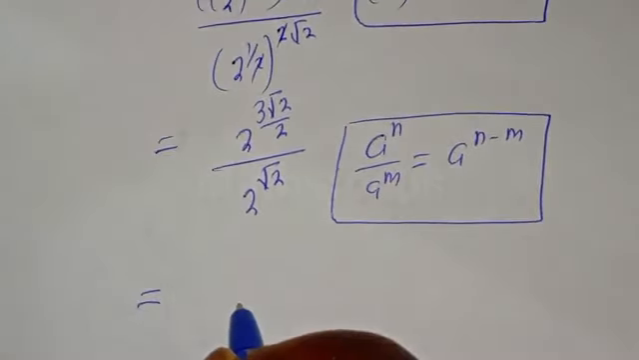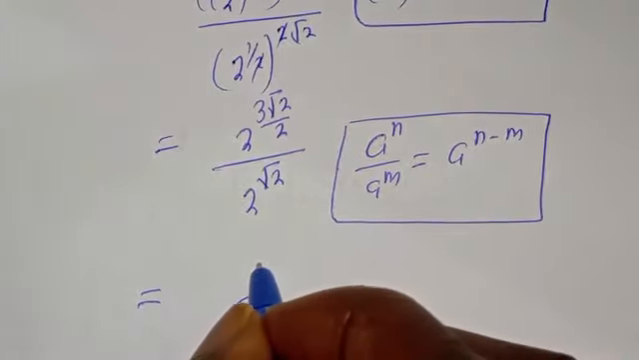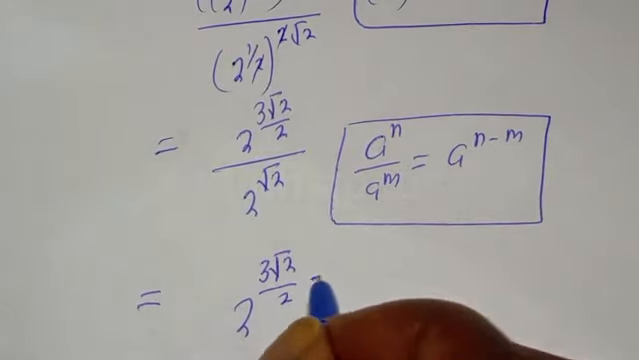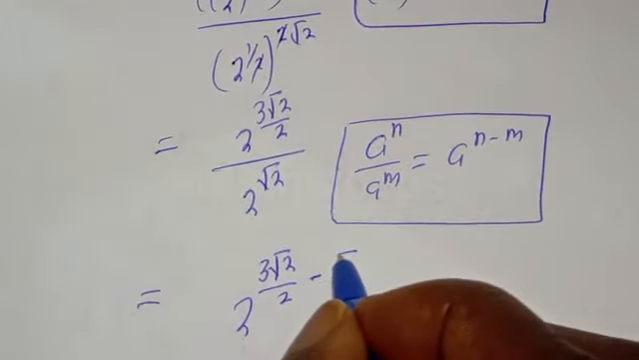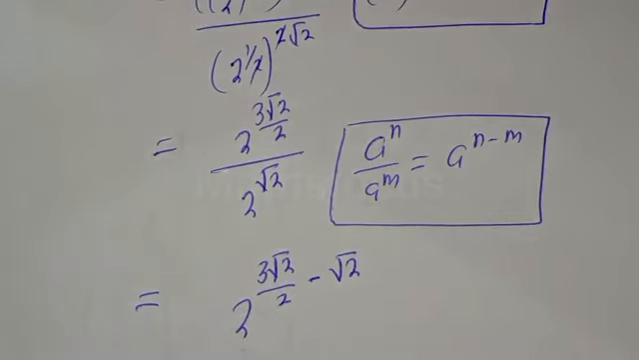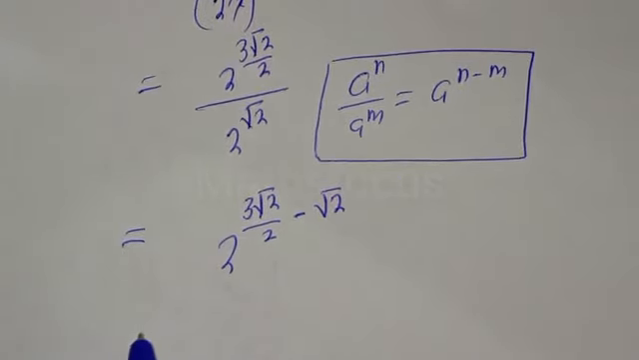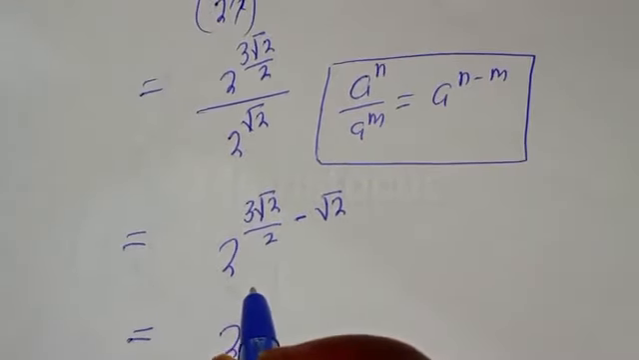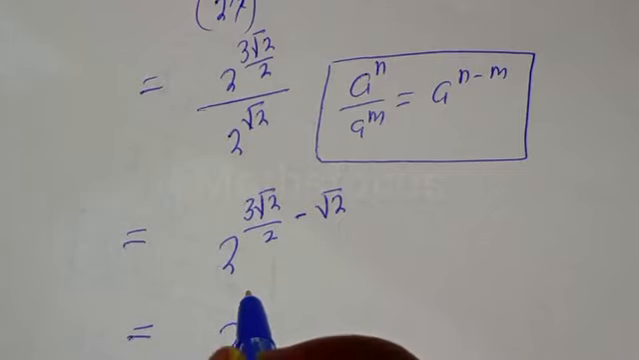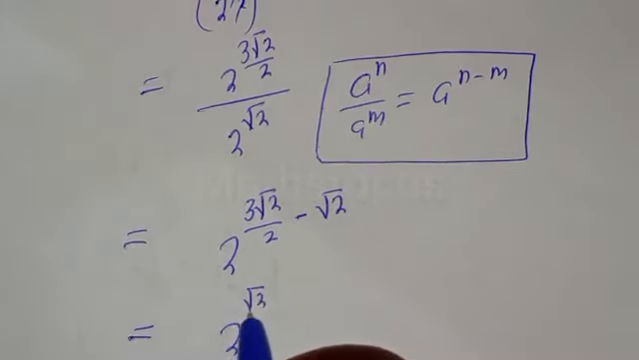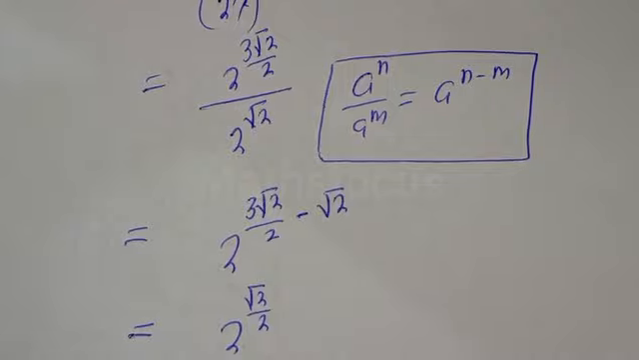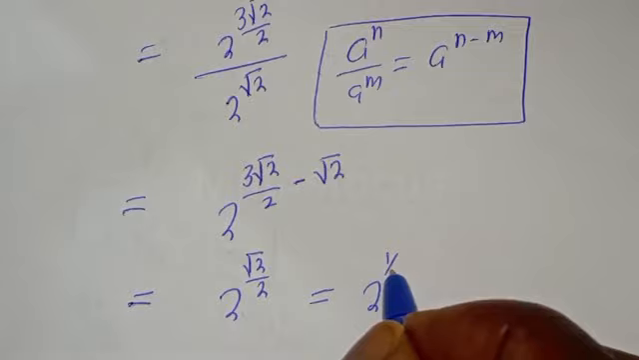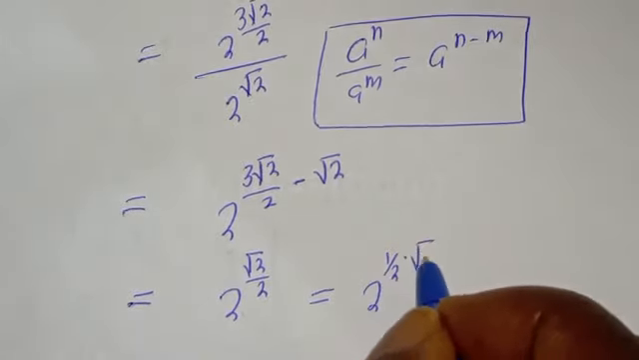This is equal to 2 raised to power 3 root 2 over 2 minus root 2. This is equal to 2 raised to power root 2 over 2, and which is equal to 2 raised to power 1 over 2 multiplied by root 2.